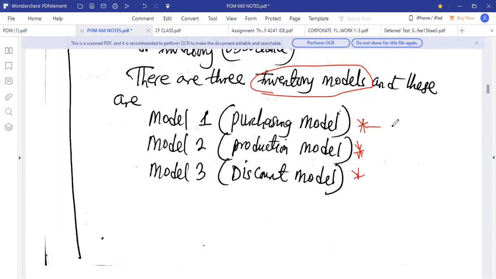So the formulas for model 1 and model 3 are the same, because they can only give you the discount when you are buying. Same formulas for model 1 and model 3. Model 3 is a discount model, and they can only give you the discount when you are buying. Okay, so this is what goes on.